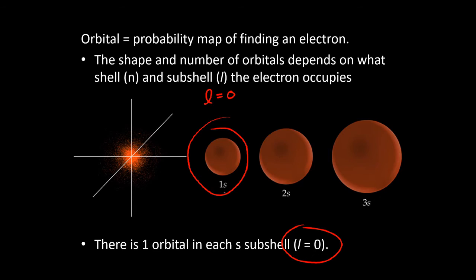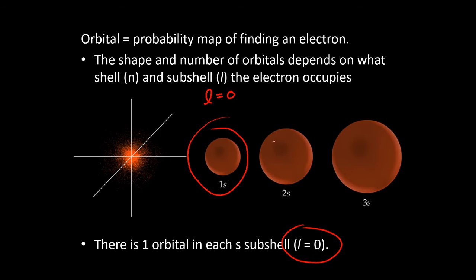As we go from the first shell to the second shell to the third shell, the shape doesn't change because the L value is staying the same. What's going to change is it's just going to get bigger. It's going to become a larger sphere.